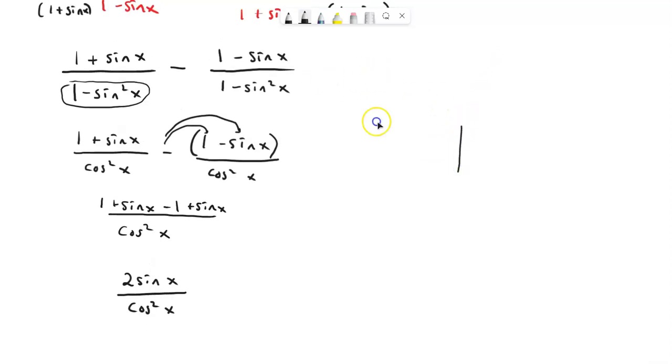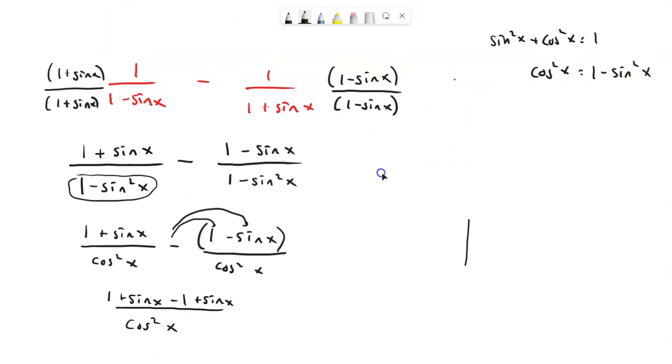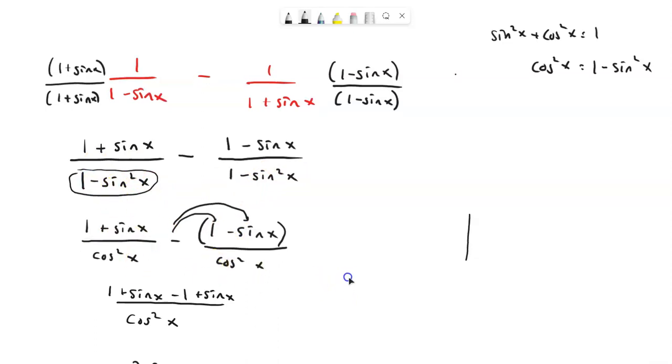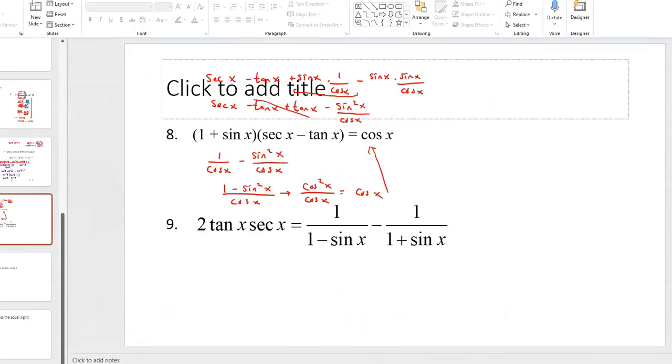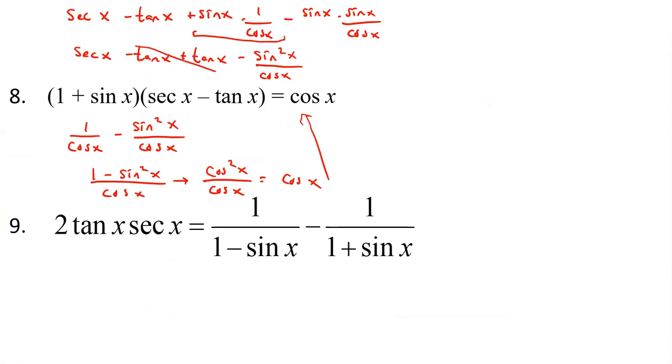Right, so make sure all of this makes sense here. I took my original problem, hit top and bottom with the same thing here, same thing here, so I'm multiplying basically by 1. And then I was able to create common denominators and combine everything together. I turned the 1 minus sine squared into a cosine squared because it seemed like a good thing to do to help simplify a little bit. And I have an expression 2 sine over cosine squared. All right, let's go back to the problem and see how that helps me.